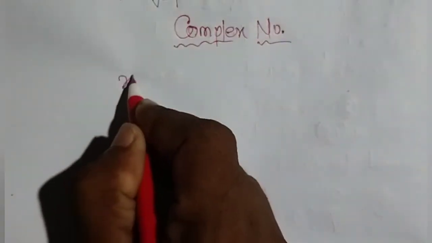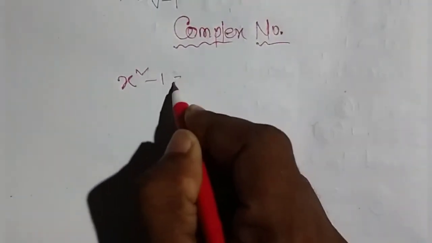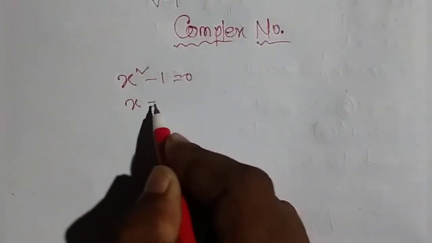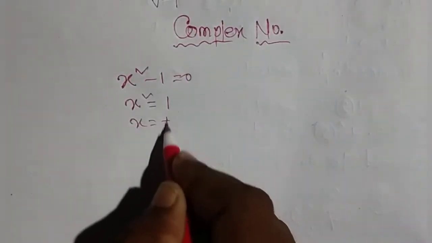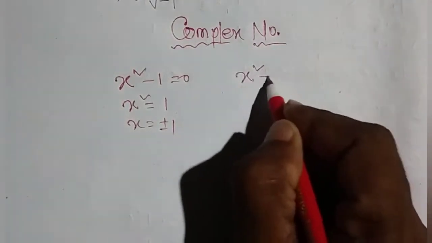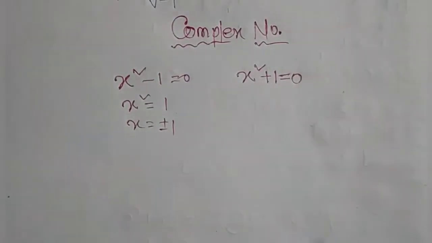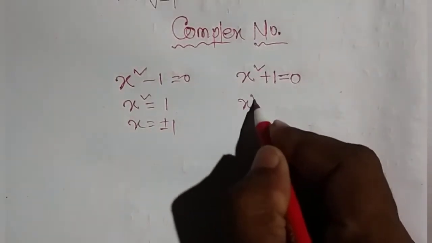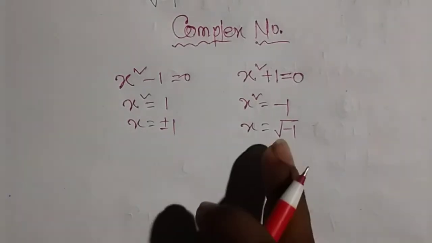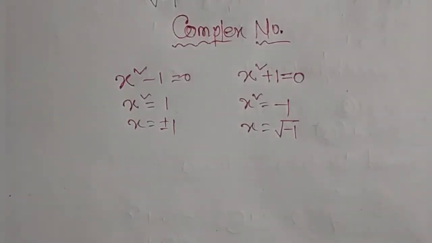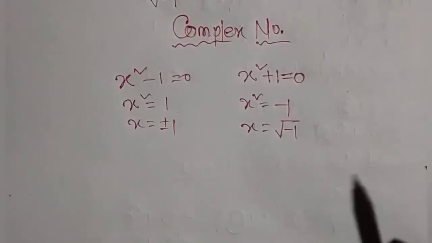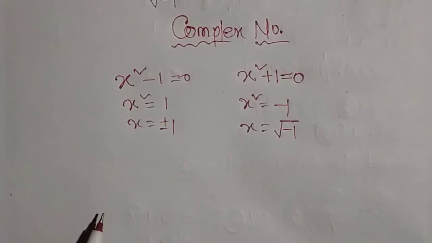So at first we have to know what is a complex number. If I write an equation like this, x square minus 1 equal to 0, then what is the solution of x? Here x square equal to 1 and x equal to plus minus 1. But if we write an equation like this, x square plus 1 equal to 0, then x square equal to minus 1, now x equal to root over minus 1. So the equation has no natural solution and there is no real number whose square is a negative real number.